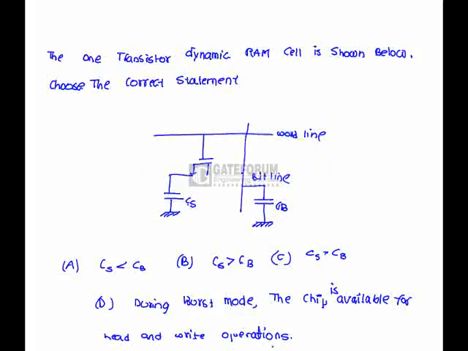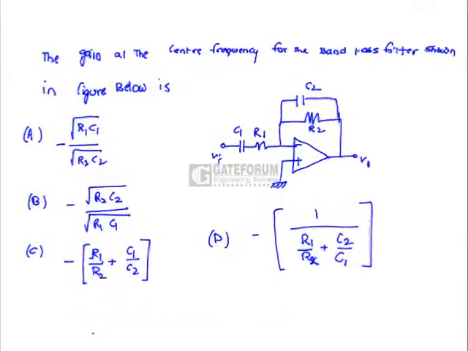Here the question is, the one transistor dynamic RAM cell is shown below. Choose the correct statement. Here CS is the source capacitance, CB is the bitline capacitance. For the perfect operation as a memory cell, the value of source capacitance must be greater than the bitline capacitance, that is option A is correct.